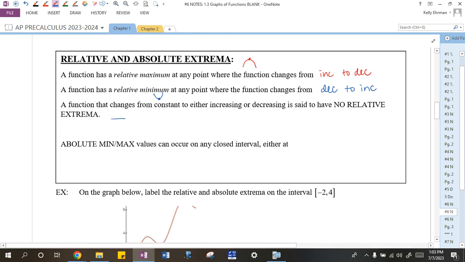A function that changes from constant to either increasing or decreasing is said to have no relative extrema. So here's a function changing from constant to increasing. The reason we say this is not a relative min is because it is no lower than the points directly to the left of it. So sure, it's a minimum spot compared to the right side of the graph, but not really to the left side of that point. Or same thing here, to go from here down. That's not a relative max.